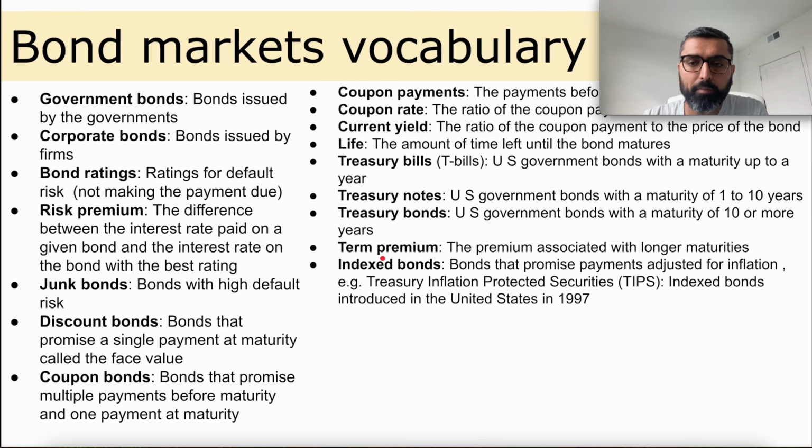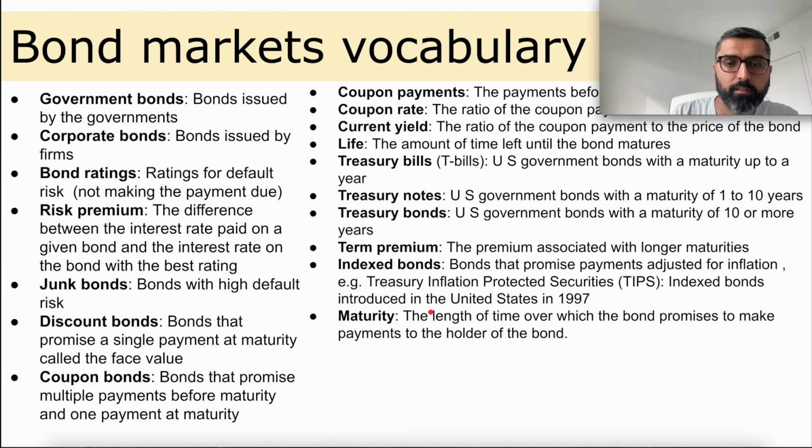Index bonds are bonds that promise payments adjusted for inflation. An example of that would be TIPS. They make sure that whatever you invest is protected against inflation. Maturity, as we discussed, is the length of time over which the bond promises to pay the payments.